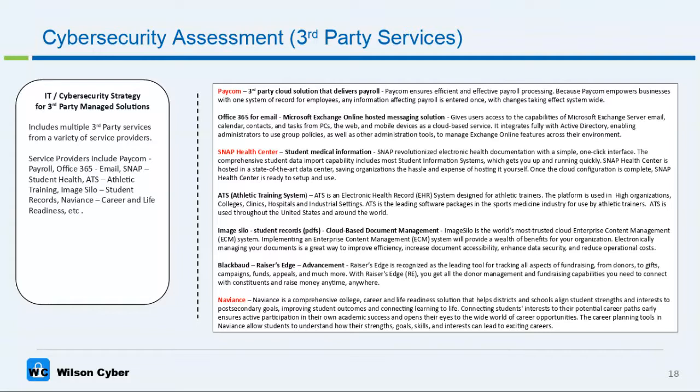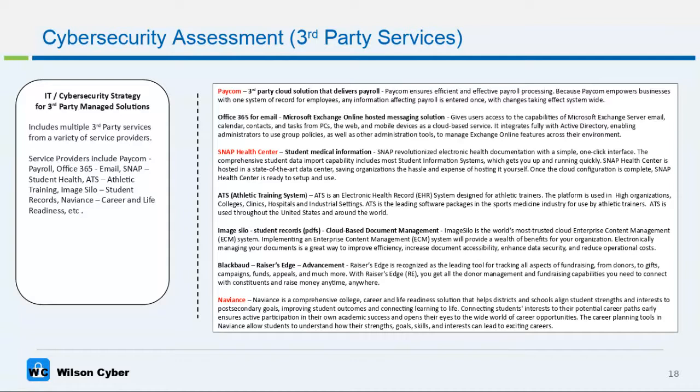Career planning tools in Naviance allow students to understand how their strengths, their goals, and their interests can lead to exciting careers. Now, the three that you see in red, Paycom, Snap, and Naviance, we had a third-party assessor, in this case Norm Shield, come in and do an independent assessment of those, in addition to having each one of these applications provide a self-assessment of their security controls.